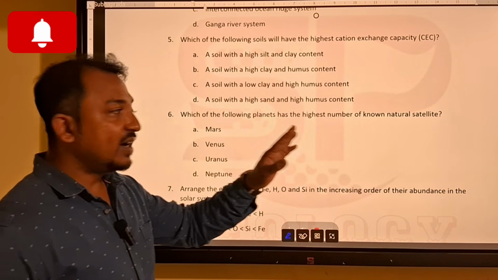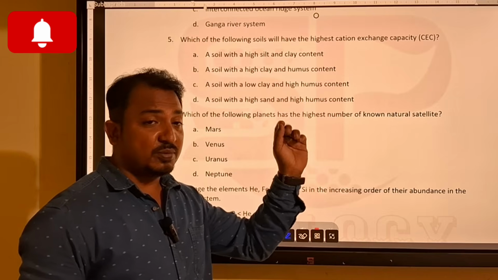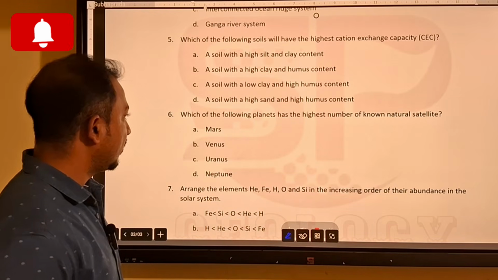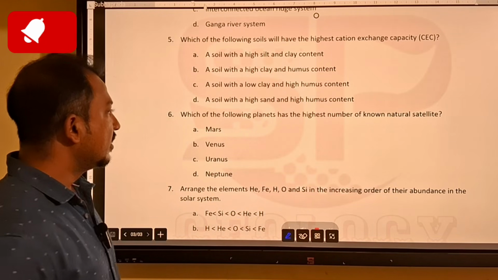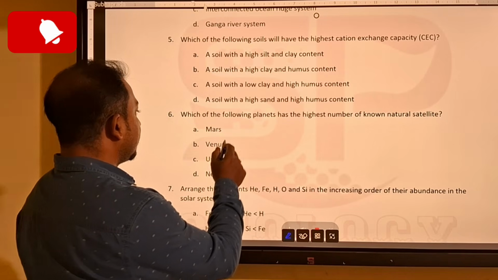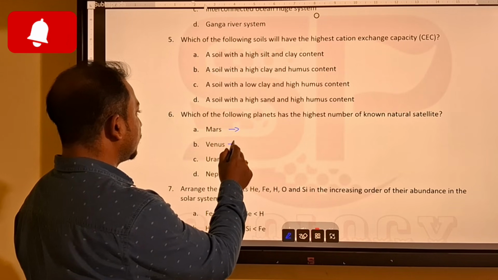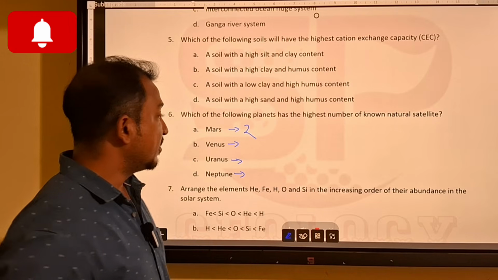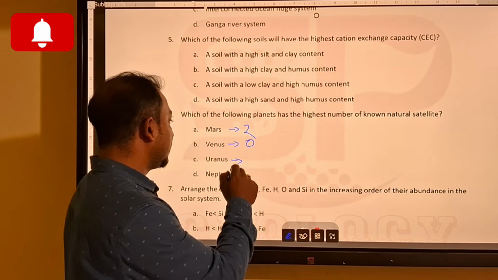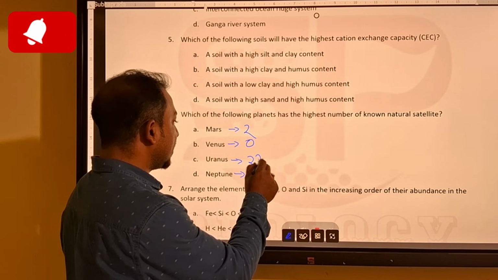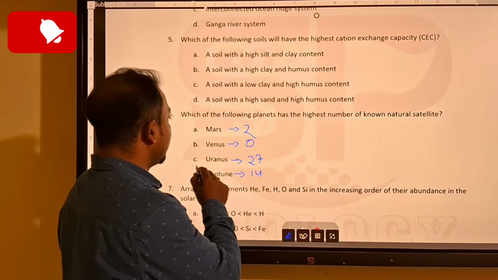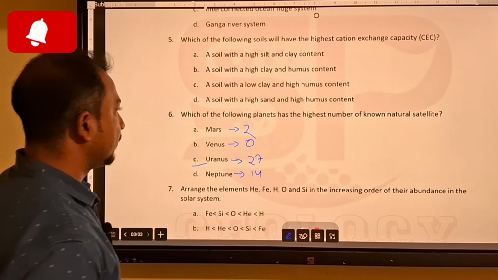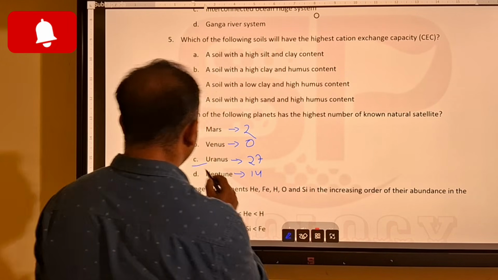Which of the following planets has the highest number of known natural satellites? Here we have Mars, which has 2 satellites, Phobos and Deimos. Venus doesn't have any satellite. Uranus has 27, Neptune has 14. So the highest will be Uranus. The answer will be Uranus.